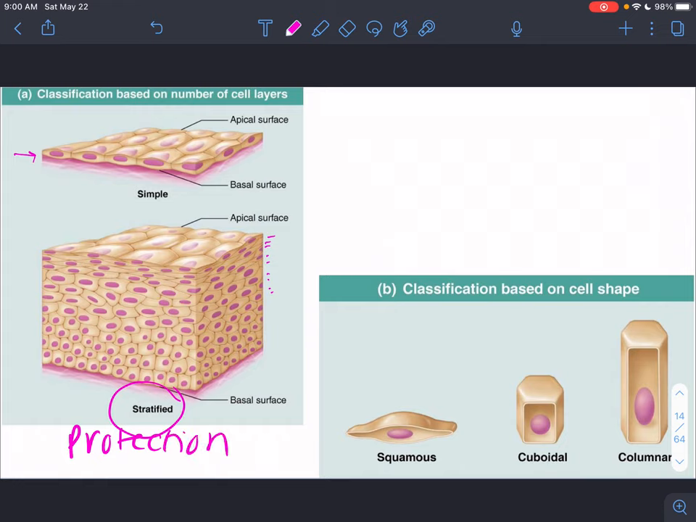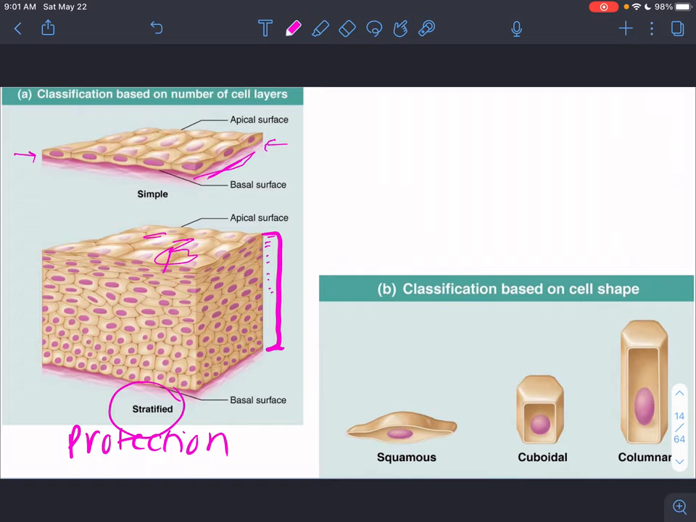Right, because if we're on the skin surface, we don't want just one little layer of cells protecting the deeper tissues in our body from our external environment. So our skin is going to be stratified so that if we get a cut or a burn or some sort of little abrasion, we have a lot of cells here to protect the deeper tissues. Okay? These simple cells you're going to see in places where we want materials to easily diffuse.